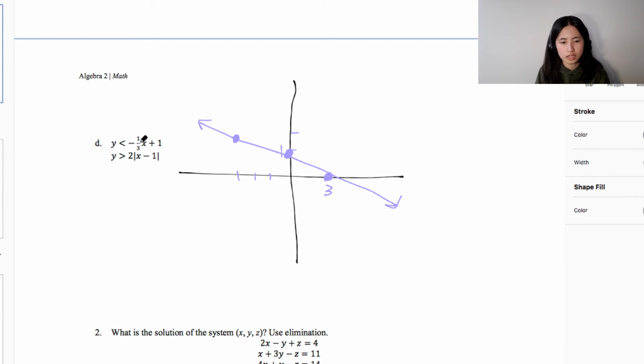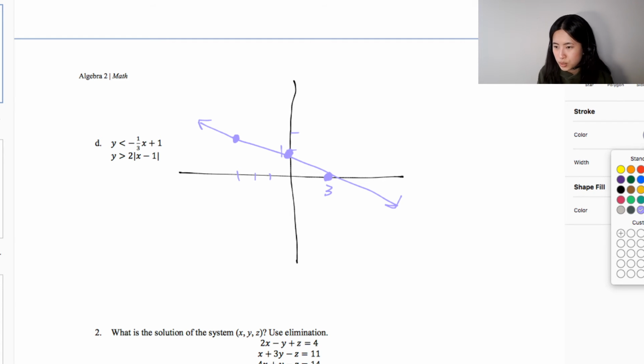Okay, so that's the first graph. The second one, because it's an absolute value function, means we're going to use the green one. So we have x minus 1, that means we need to translate 1 unit to the right. And we have a vertical stretch by a factor of 2.